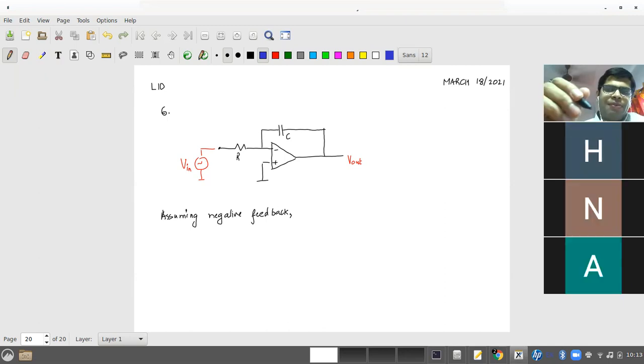So I told you that I'm assuming negative feedback, which means the voltage at the V plus node, which is 0, is identical to the voltage at the V minus node. So that is also 0. And we already know that no current enters into the op amp. So where will the current flow? What is the current through the resistor? V in by R.